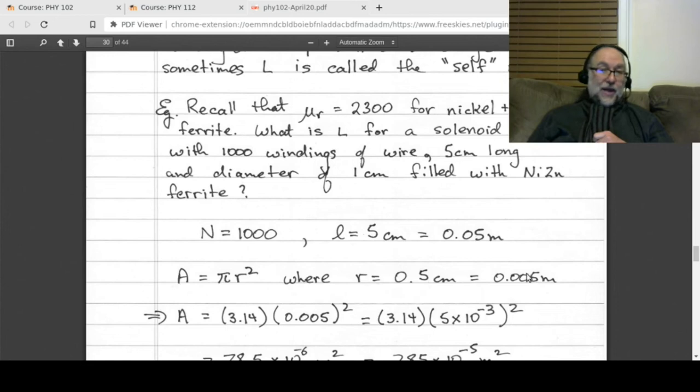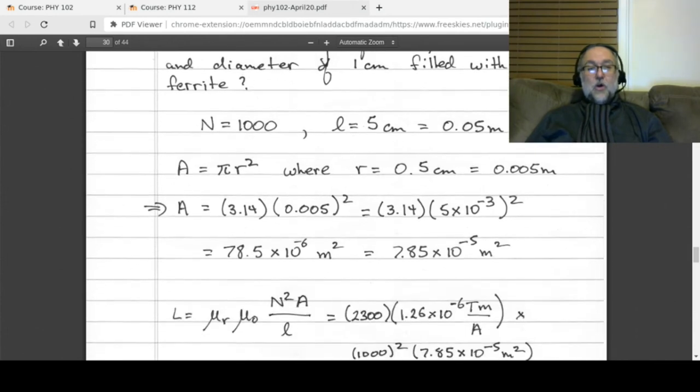So there's the radius of the solenoid, and we need the cross-sectional area, which is pi r squared. Remember when we were working with the continuity equation with fluids and we had round pipes, the cross-sectional area was pi r squared. It's the same idea there. If we plug in the numbers to get the area first, that's pi times 0.005 squared, which gives us a cross-sectional area of 7.85 times 10 to the minus 5 meters squared.